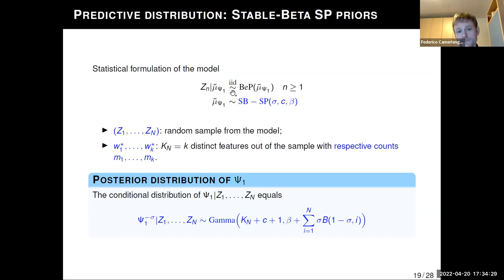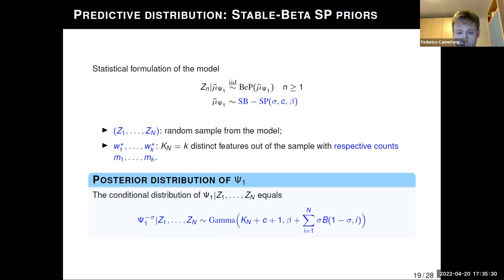Indeed, if your data are Bernoulli processes, and if you select a stable beta scaled process prior as a prior distribution in your statistical model, then it's possible to characterize the predictive distribution in a very simple way. So we assume again that Z1, ..., Zn is our sample, and we assume to observe k distinct features out of the sample with the counts m1, ..., mk. It's not difficult to show that the posterior distribution of C1 to the power minus sigma is a gamma with the following parameters. And as you can see, the posterior distribution of this random variable depends on the initial sample only through the sample size n and the number of distinct features. So we have enriched the predictive structure with respect to the case of completely random measures.